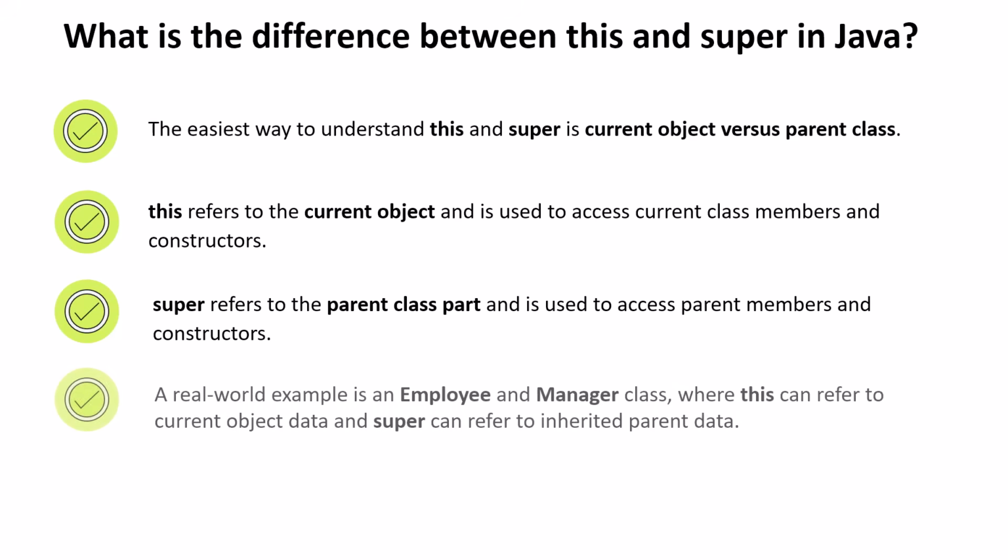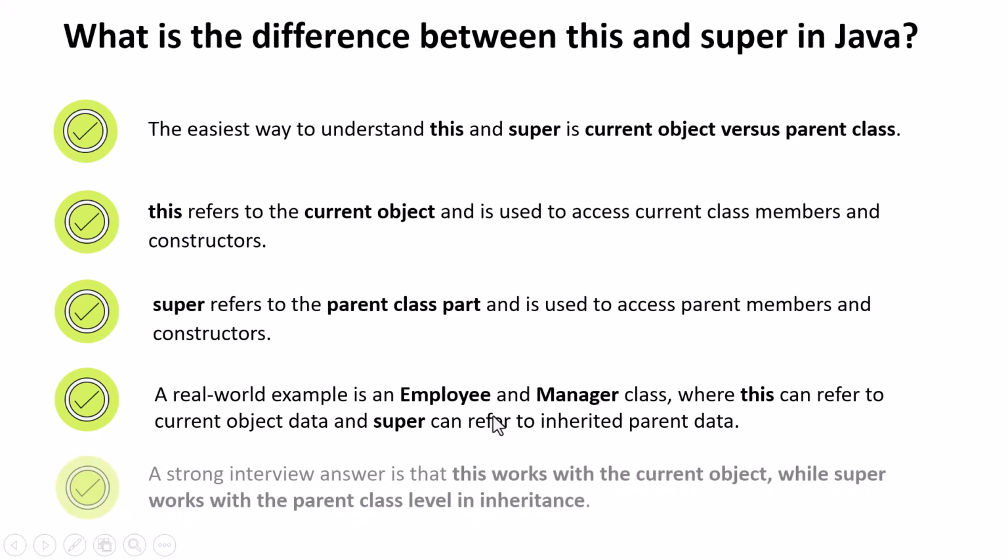A real-world example is an employee class and a manager class. Inside manager, this.name may refer to the current manager object's field, while super.name may refer to the inherited parent class field if both levels use similar member names.